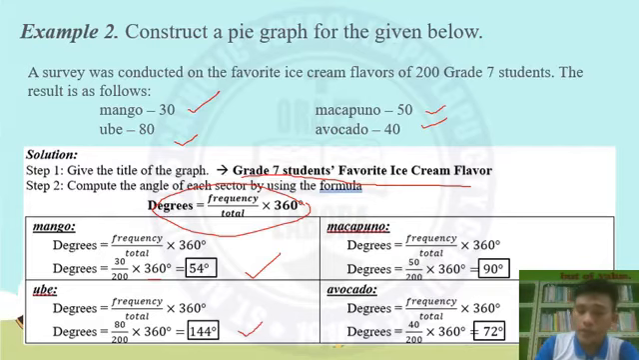You can use your calculator for this one. 50 for the makapuno, divided by the total, which is 200, times 360, will make it into 90 degrees. For avocado, 40 over the total of 200 times 360 will make it into 72 degrees. Please take note of the degrees so that we will use this in plotting our pie graph.